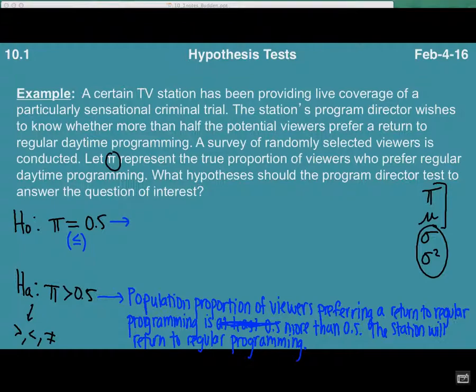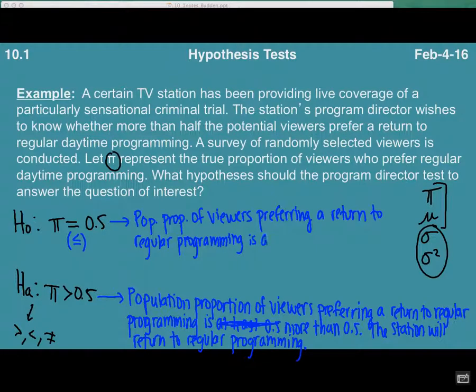Now, the time that that comes into play is when you're writing the interpretation. So our null is written as pi is 0.5, but we're really assuming that pi is 0.5 or less. So this means that the population proportion of viewers preferring a return to regular programming is at most 0.5. If I'm the director of this station, if the null is true, that means I will continue to show coverage of the trial. So the station will continue to show coverage of the trial.